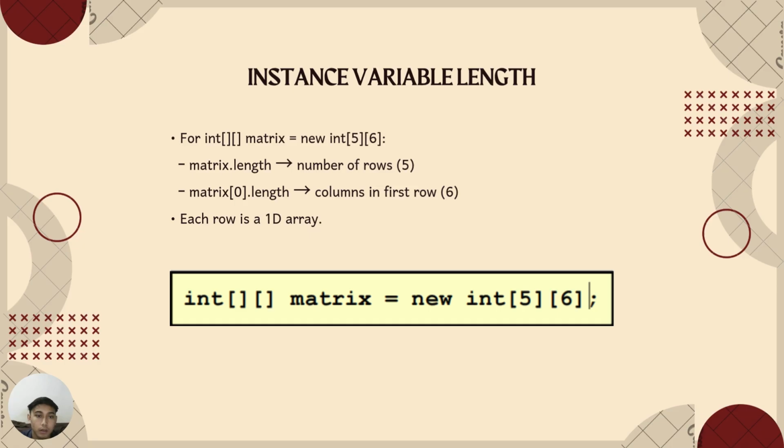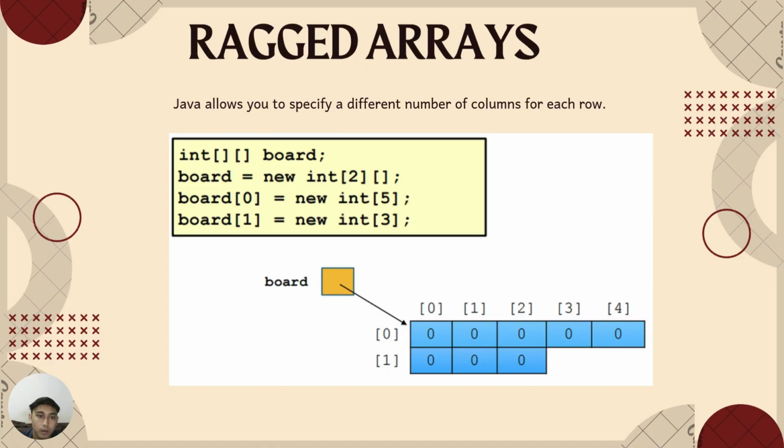Instance variable length. Every array in Java has a variable called length. This helps us control loops when we process the array. Ragged array. Java allows you to specify a different number of columns for each row, meaning different rows can have different column sizes. For example, board 0 might have 5 elements, while board 1 has only 3. This is useful when we don't need every row to have the same length.